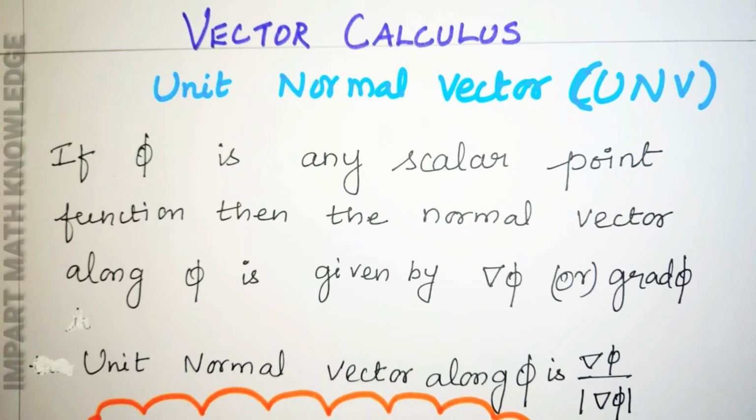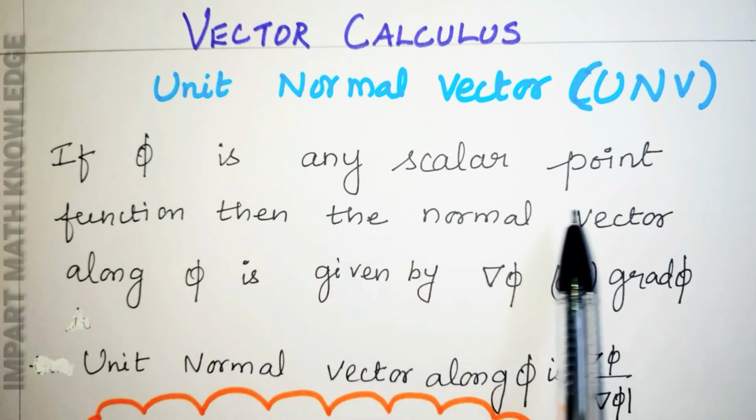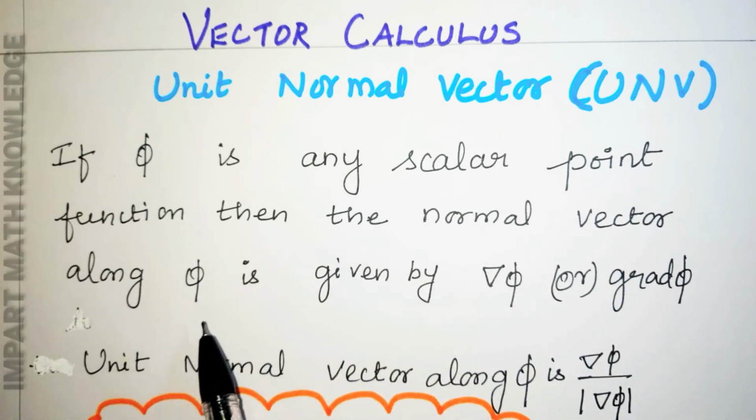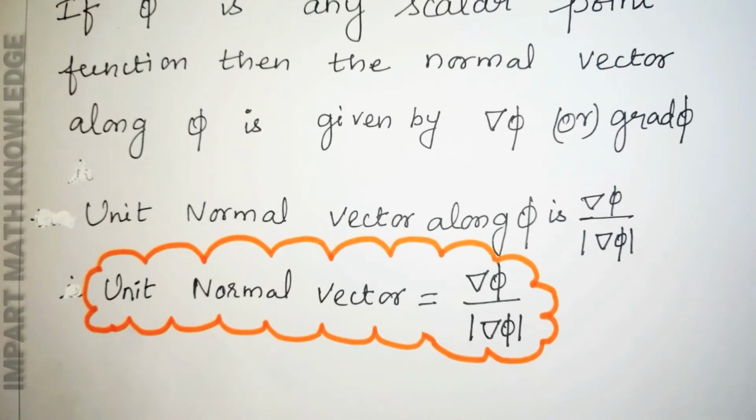In this video, I am going to explain unit normal vector. If phi is any scalar point function, then the normal vector along phi is given by del phi or grad phi. Unit normal vector along phi is del phi divided by modulus of del phi. Kindly check my previous video for gradient and directional derivative.